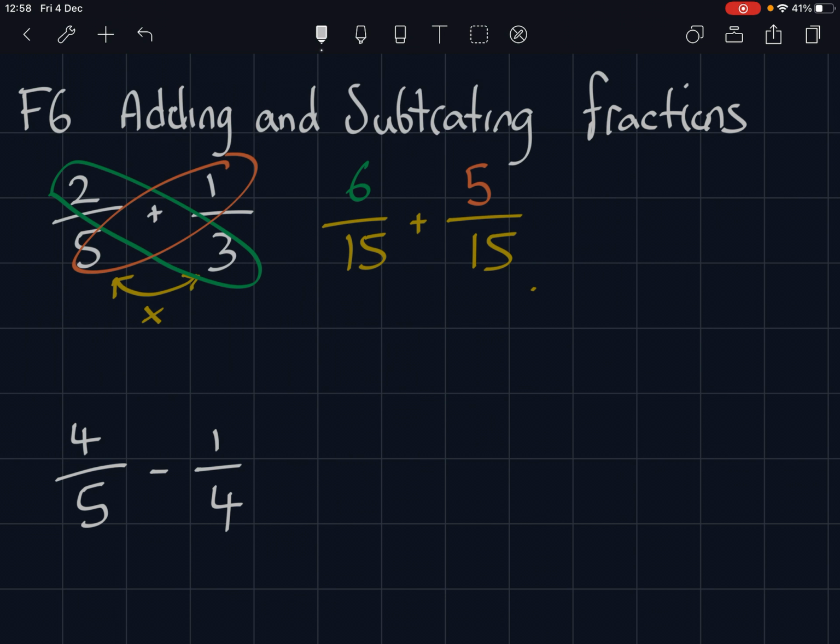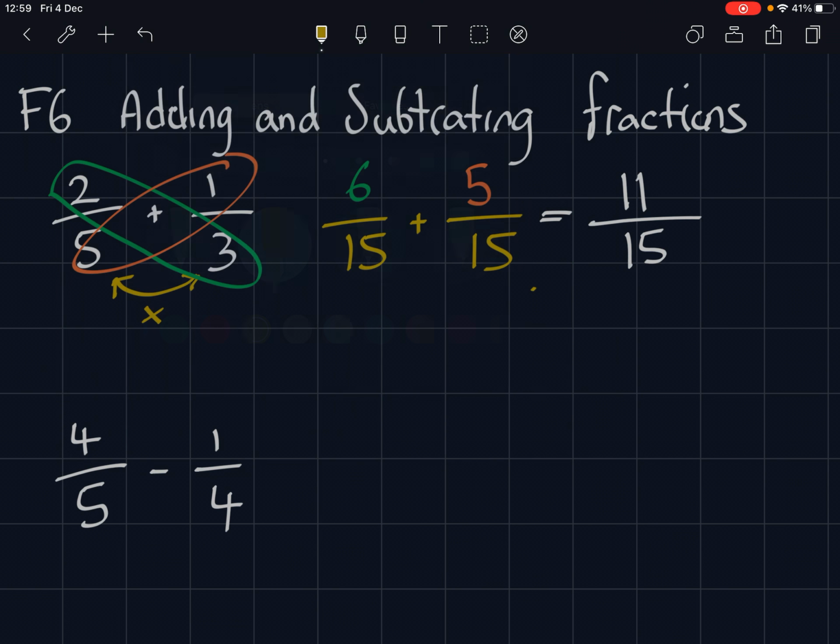So now the pieces are the same size. We can add them together. 5 plus 6 is 11. And the number on the bottom is 15ths because we are counting the 15ths up. How many 15ths have we got? We've got 11 of them. So let's try and apply the same thing to the subtraction problem.